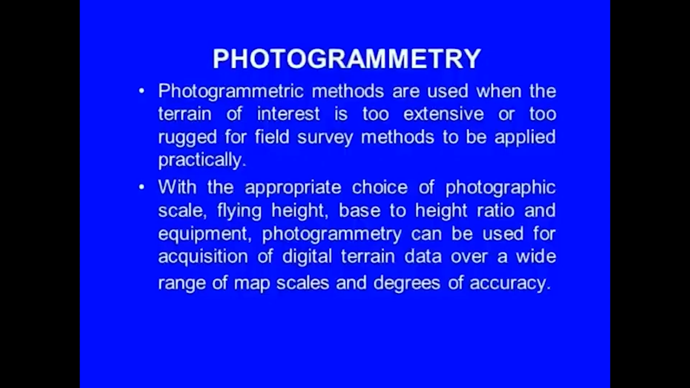The next method could be photogrammetry. Photogrammetric methods are used when the terrain of interest is too extensive or too rugged for field surveying methods to be applied practically. With the appropriate choice of photographic scale, flying height, base to height ratio and equipment, photogrammetry can be used for acquisition of digital terrain data over a wide range of map scales and degrees of accuracy.